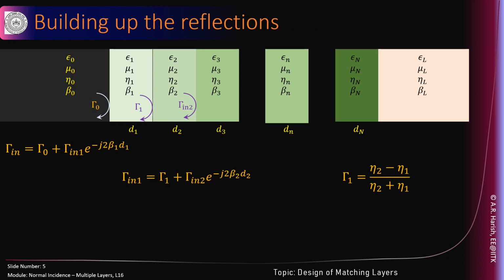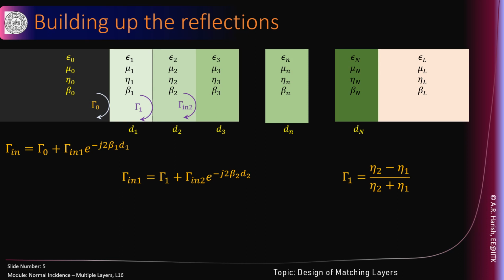What do we do? We go into the second layer. We remember the equation for gamma in. Now we ask the question, what is gamma in 1? Gamma in 1 was the reflection at the interface between layer 1 and 2, which takes into account all the layers to the right of the interface. Now, therefore, gamma in 1 using small reflection theory can be written as gamma 1, that is the reflection coefficient at that interface, which is eta 2 minus eta 1 upon eta 2 plus eta 1, plus gamma in 2 times e to the power of minus j 2 beta 2 d2.